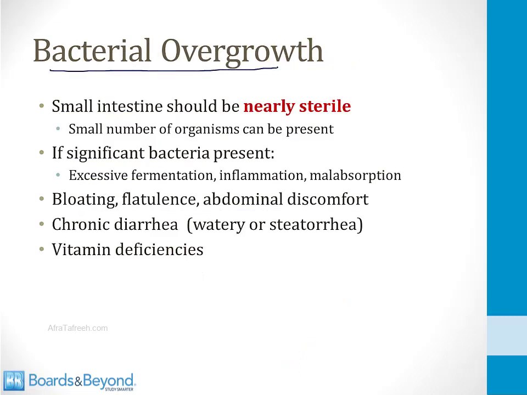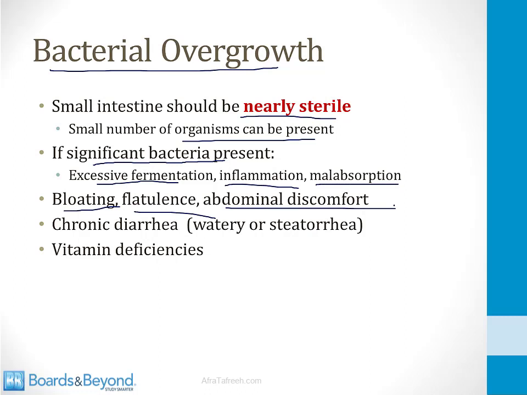Bacterial overgrowth of the small intestine is another potential cause of malabsorption. Normally, the small intestine is nearly sterile. There are a very small number of organisms found, much fewer than are found in the colon. If significant bacteria grow in the small intestine, this can lead to excessive fermentation, which can produce gas. It can lead to inflammation, and it can lead to malabsorption. Bacterial overgrowth of the small intestine presents with bloating and flatulence and abdominal discomfort. These patients often have a chronic diarrhea. It can be watery due to malabsorption of sugars, or it can be steatorrhea from malabsorption of fats.